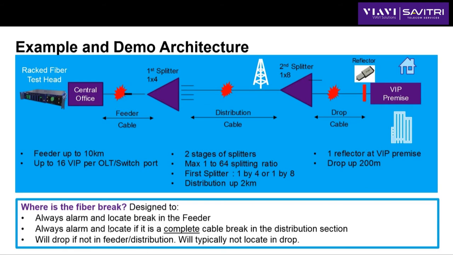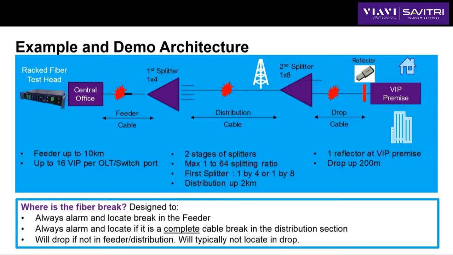We can always alarm and locate if it's a complete break in the distribution section of the network. And it needs to be a single cable that's going to one place in order to locate a problem in that. So we might see that there's a problem, but not be able to actually locate the precise optical distance. And we want to make sure that we can. So we only do that for a complete break in order to avoid false alarms.